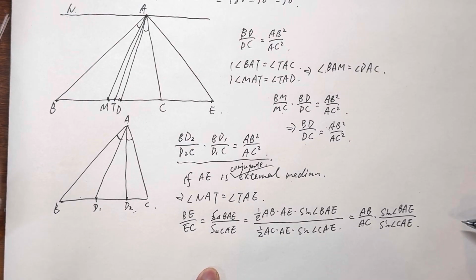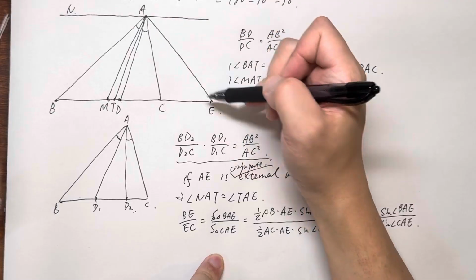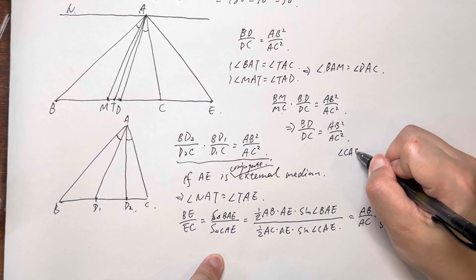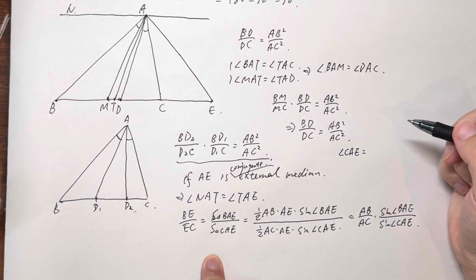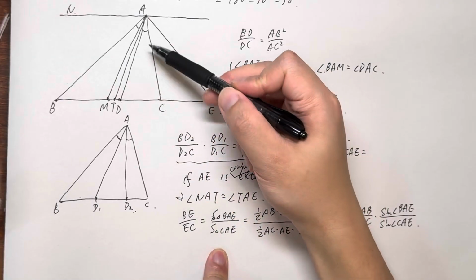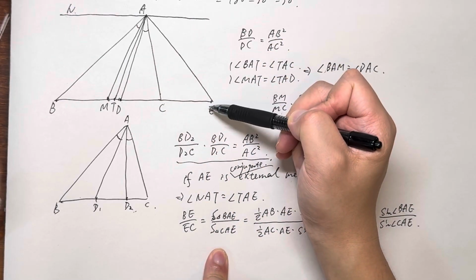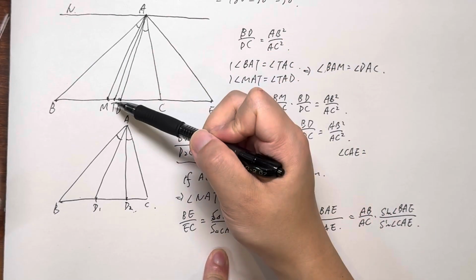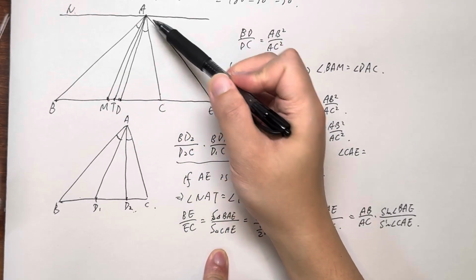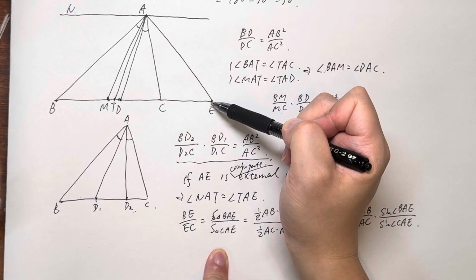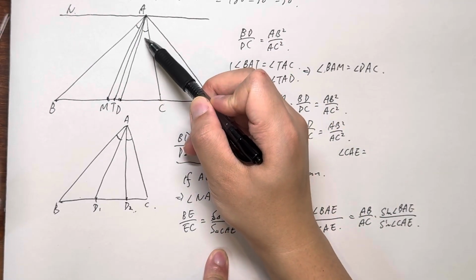Right, so the angle CAE equals to angle TAE minus half of angle A.